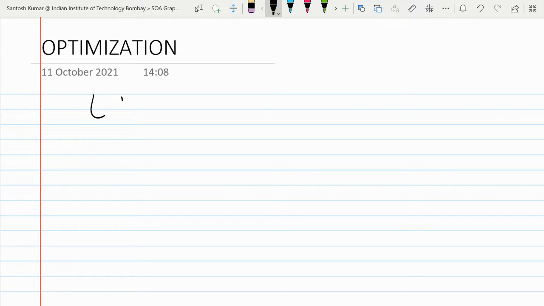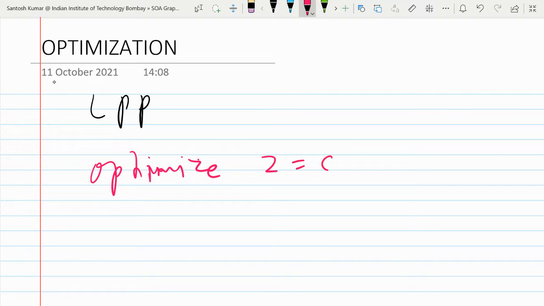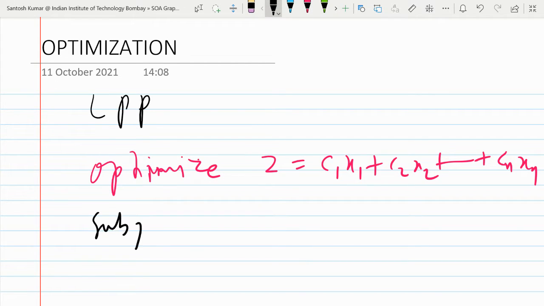So first of all, you know that the standard form of LPP is to maximize or minimize. Like I will write optimize z, so it may be like c1 x1 plus c2 x2 and so on, plus cn xn. So this is called the objective function, subject to.